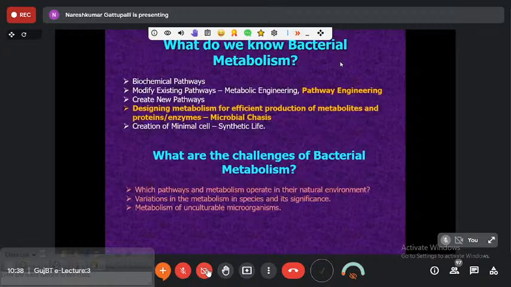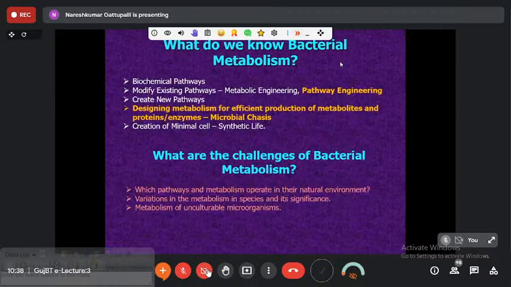Next, the most famous problem, which is the unculturable microorganism. All of you may be familiar, but we can only culture less than 2% of the bacterial systems which are there in the natural environment. And some of the things now, a little bit of improvement is there to understand the unculturable microorganisms, but this becomes a very challenging thing.